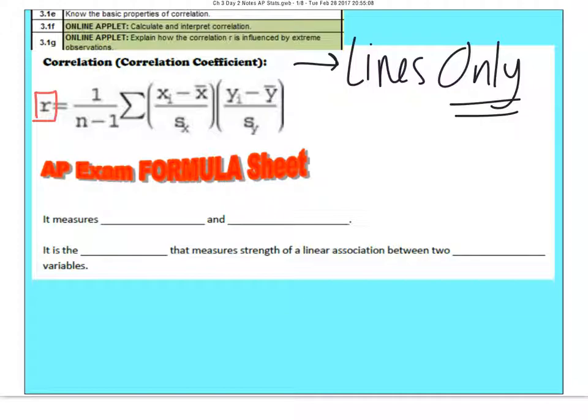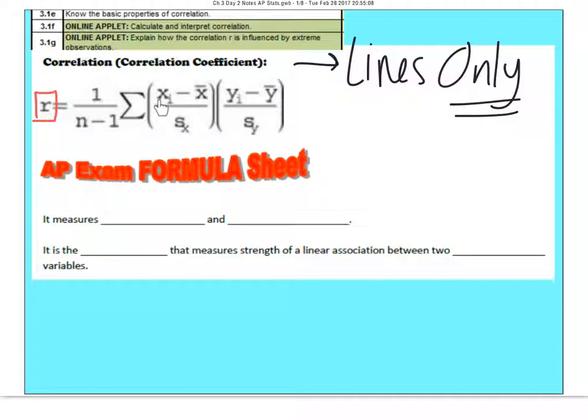In this case, on the outside, it's 1 divided by n minus 1, where n is your sample size. So if you have a sample size of 20, this will be 1 over 19. What you're going to do is sum. If the sample size is 20, you're going to go through here 20 times and sum all the outcomes.